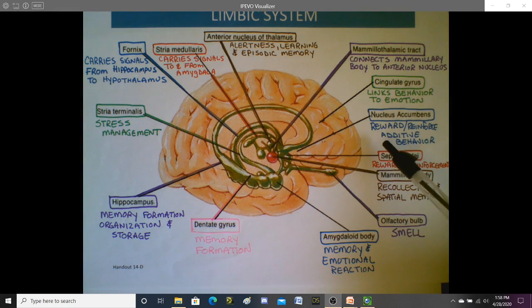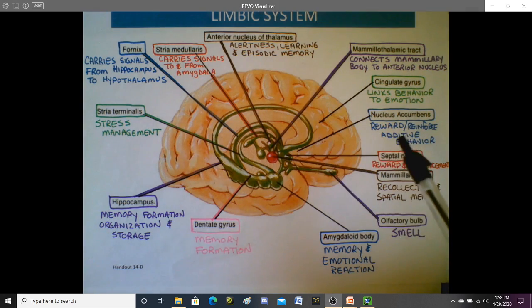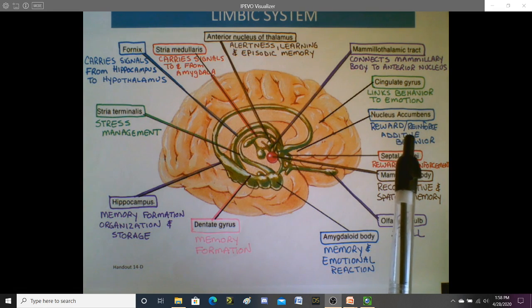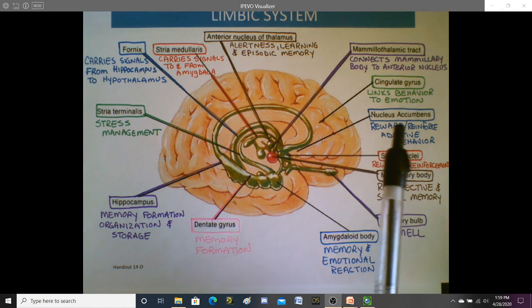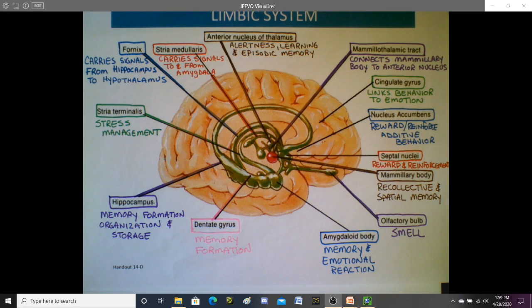And this says additive behavior. It should say addictive behavior. I apologize. So this is another area where a lot of dopamine is being created. You get lots of dopamine, and that can lead to addictive behavior. It stimulates this part of your limbic system called the nucleus accumbens. Both the septal nuclei and the nucleus accumbens are going to be activated any time we're rewarded or reinforced, which leads to addictive behavior.